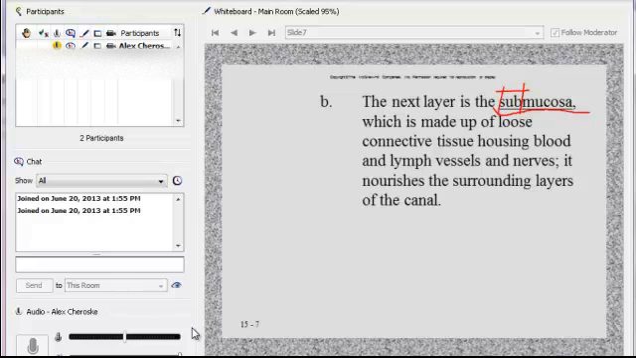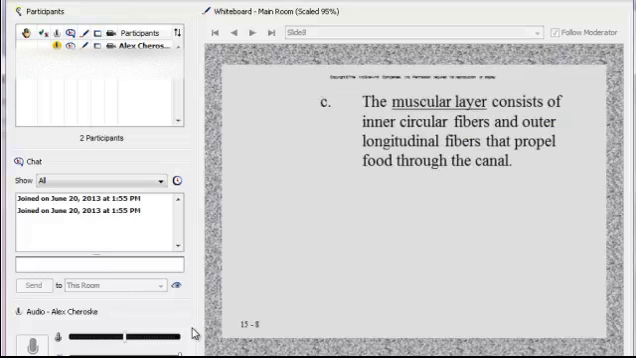The submucosa is a little bit like the dermis of the skin. Again, blood vessels going through there, glands that are secreting up to the mucosa, lymph vessels, and nerves that can tell us what's going on in the alimentary canal, etc. So that's the submucosa.